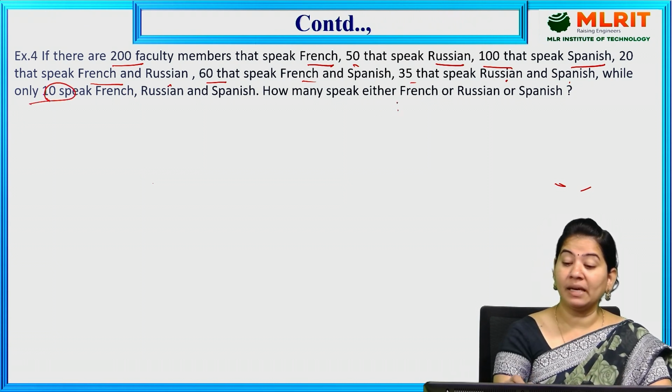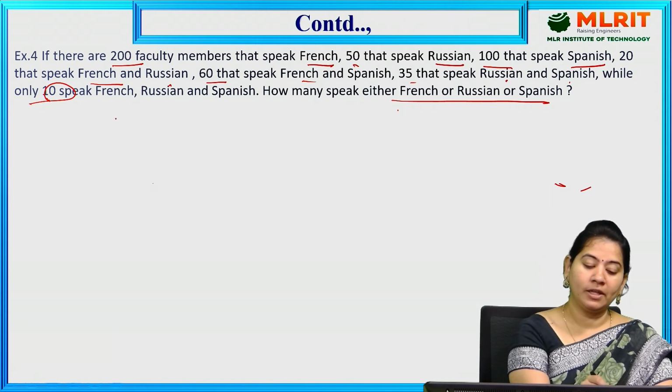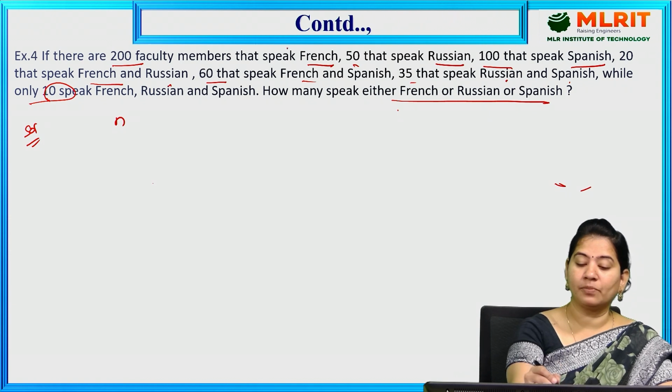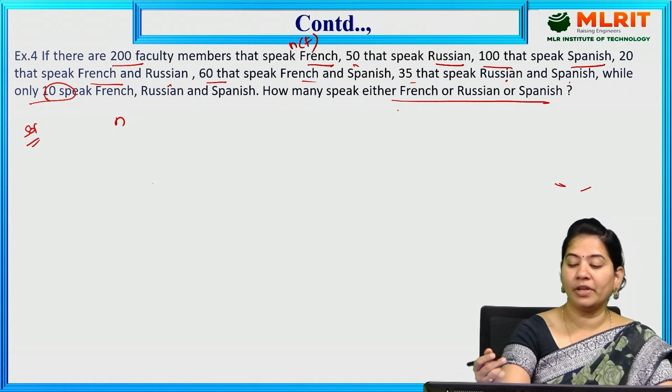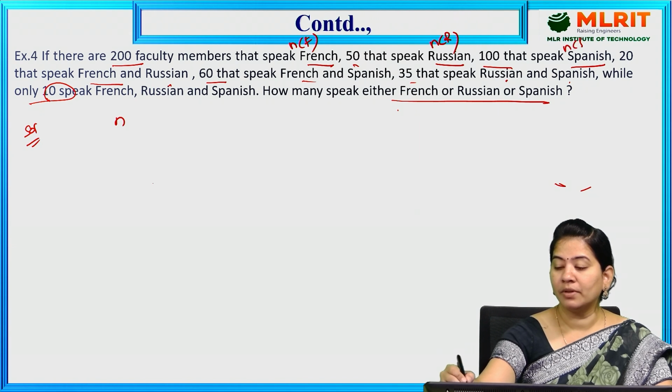Now, how many speak either? Either means you have to find out the union. So, here I am writing N of F. This first, French, is nothing but F, no? So, N of F, Russian is N of R, and Spanish is N of S.